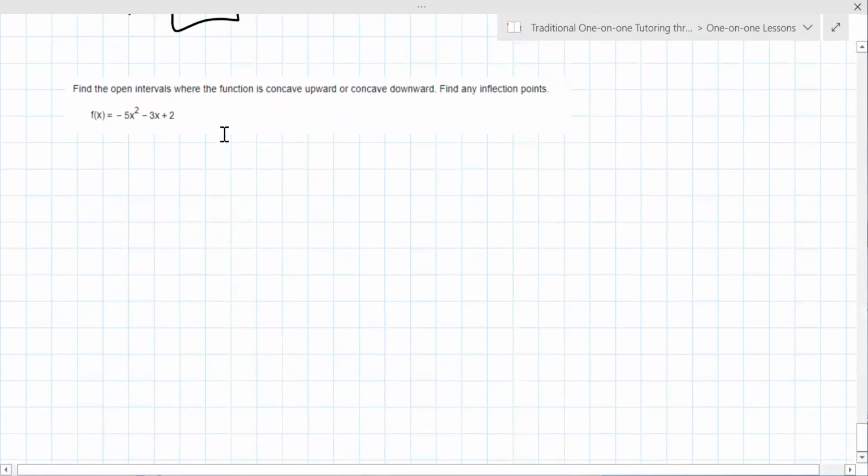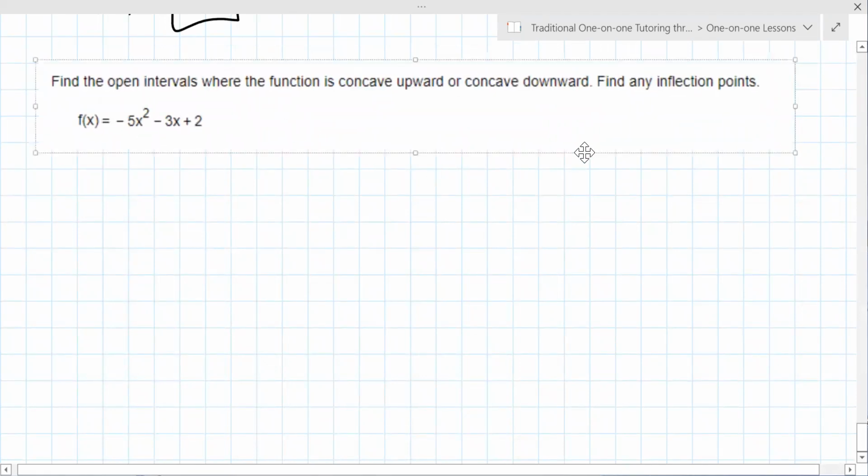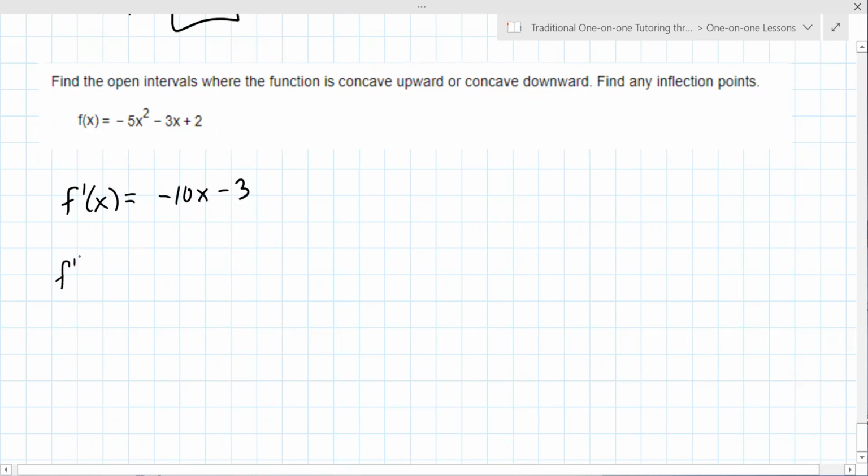Okay, it says to find the open intervals where the function is concave up or concave down. So the way you do this problem is, again, you do it by hand, but you can also look at the graph. If we do it by hand, you have to take 2 derivatives. You take the first derivative, then the second derivative, and set it equal to 0. That doesn't leave us with much, because minus 10 is never equal to 0. If you look at this graph, though, it's a parabola that opens down.